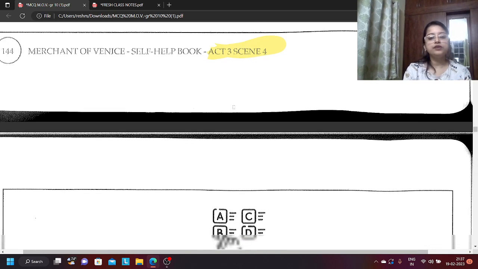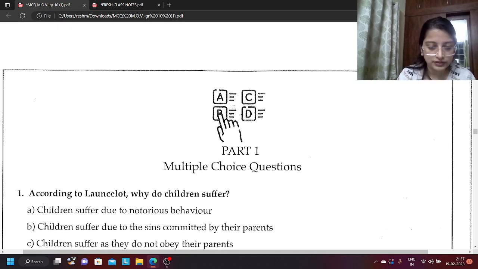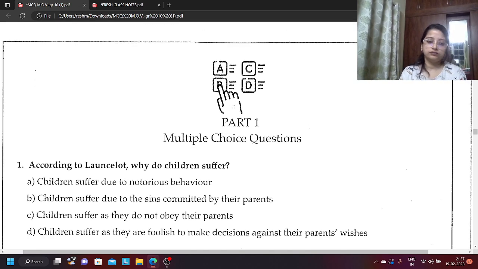As I told you, we will also finish Act 3 Scene 5, the last scene from Act 3. Next class, live class, we are going to continue from Act 4, the most important part. So let's continue, let's start and finish this.